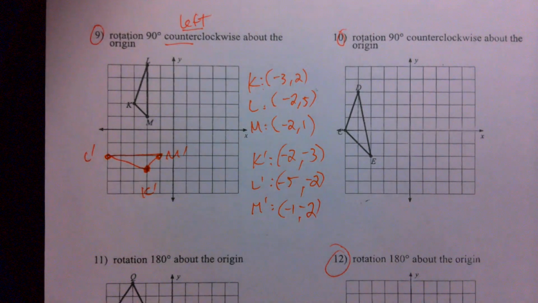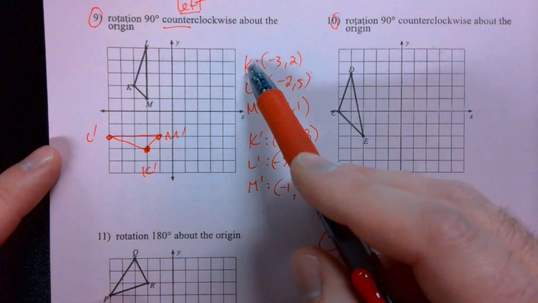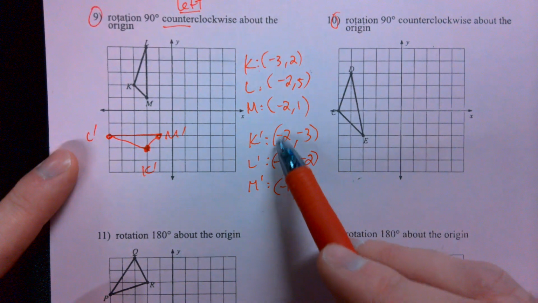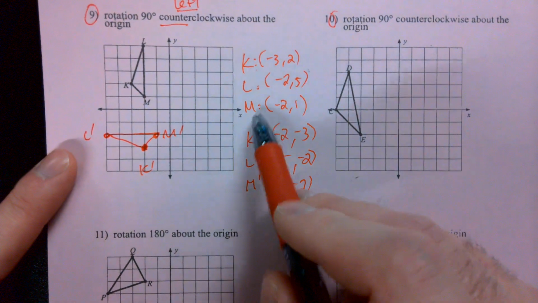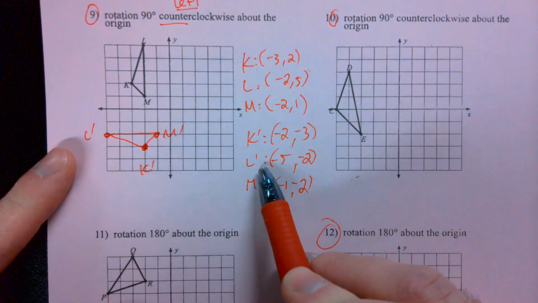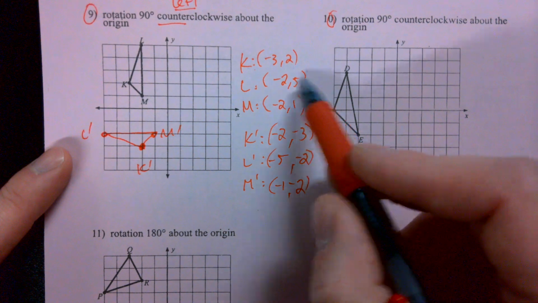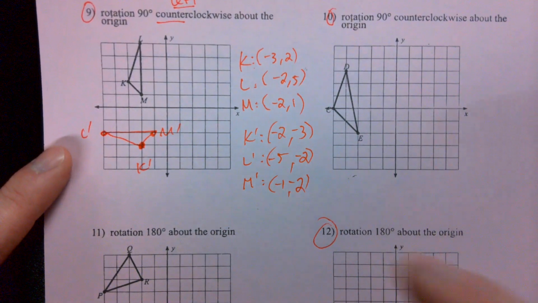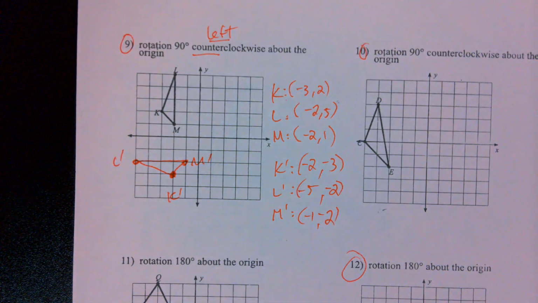Now, something interesting, again, this is going to play into our new lesson today, that I notice here, is that K is negative 3, 2. K prime is negative 2, negative 3. L is negative 2, 5, but L prime is negative 5, negative 2. So we've got all the same numbers in our point, but we change the order and we change the sign of one of those points. Which again is interesting.